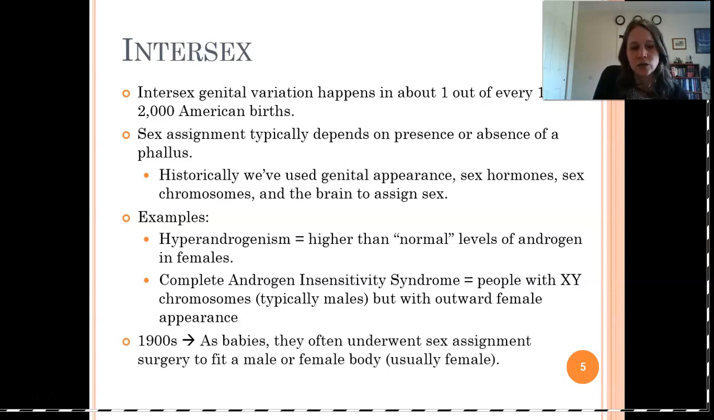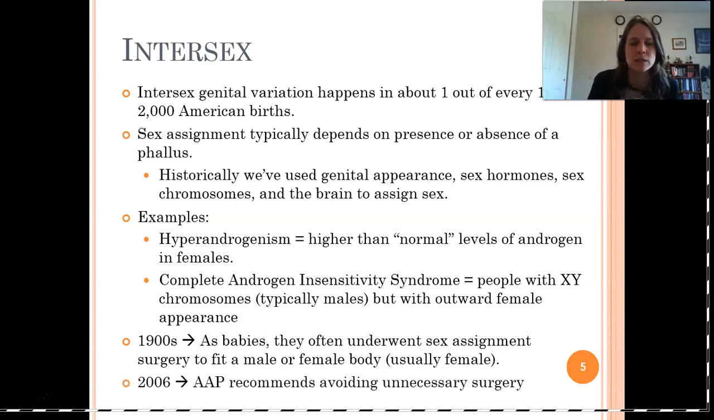So in the 1900s, especially the earlier 1900s, babies often underwent sex assignment surgery to fit into the male or female body, usually fitting them into a female body. This practice has definitely lessened. In 2006, the American Academy of Pediatrics, AAP, recommended avoiding unnecessary surgery, and the textbook talks about some of the more recent advancements there too. In the next part of the video, part 2, we'll talk about gender.